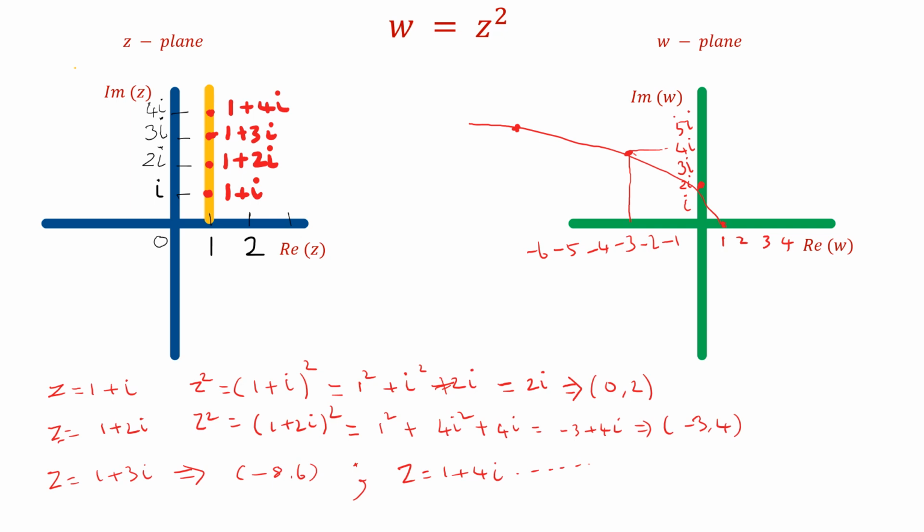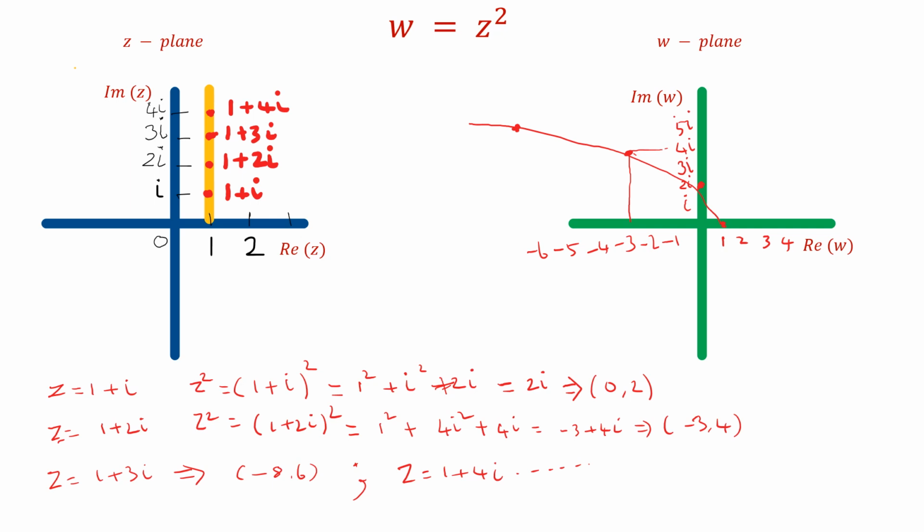Suppose if we take the point z is equal to 1 plus i, then it gets mapped to z square as (1 plus i) whole square, and if we expand this we have 1 square plus i square plus 2i, and i square is minus 1, so we get 2i or ordered pair of 0 comma 2. So 0 comma 2 is marked in the imaginary axis of the w plane corresponding to 1 plus i point in the z plane.